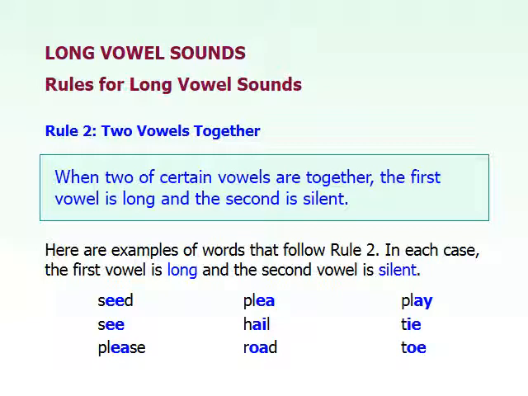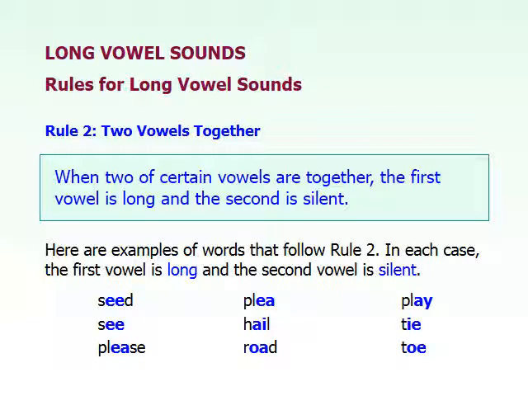Then we have day. Now in this case, the Y is acting as a vowel, so a Y that follows a vowel acts as a vowel. So we have A and then Y, so we say the A, but we don't say the Y, so that's our answer. But with month, there's only one vowel, O, so that can't be the answer.